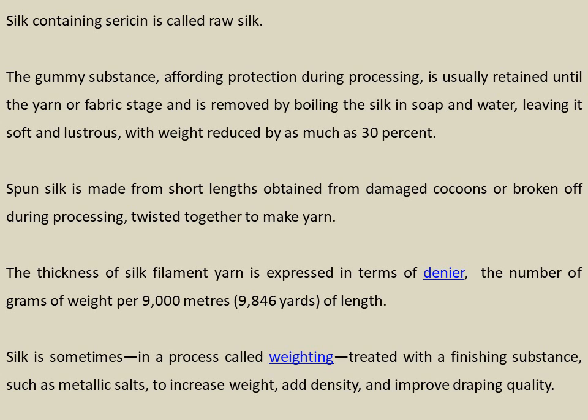Spun silk is made from short lengths obtained from damaged cocoons or broken off during processing, twisted together to make yarn. The thickness of silk filament yarn is expressed in terms of denier, the number of grams of weight per 9,000 meters, that is approximately 9,846 yards of length. Silk is sometimes treated, in a process called weighting, with a finishing substance such as metallic salts to increase weight, add density, and improve draping qualities.